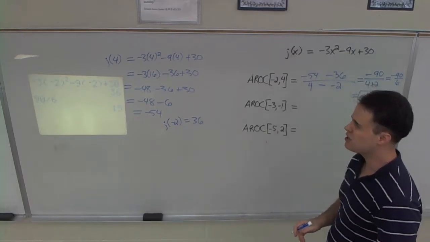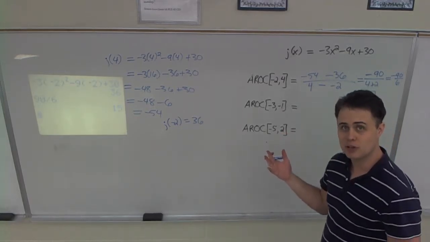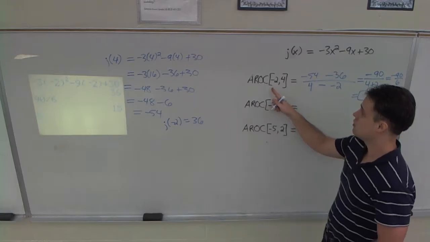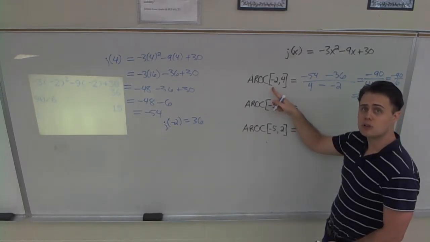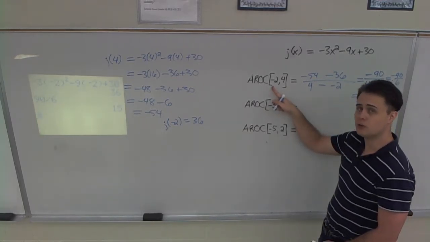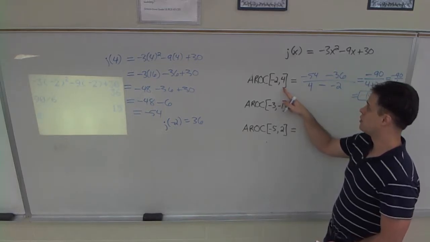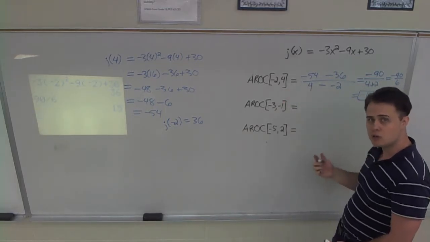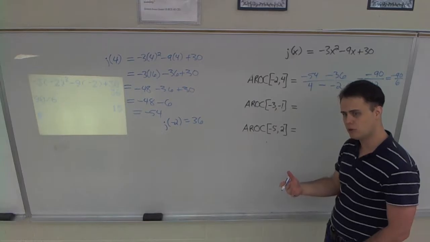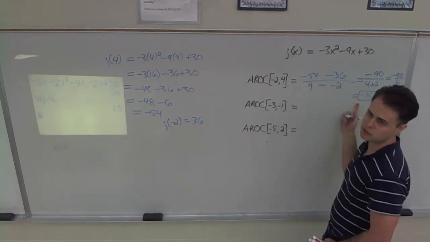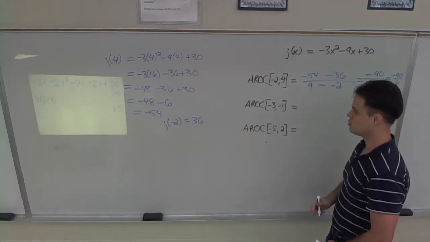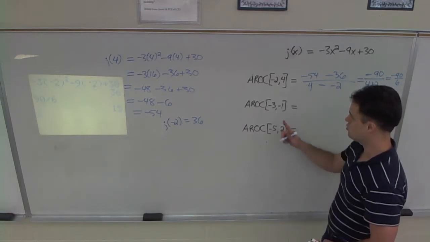So, how would you put this in context? I don't have a situation with rabbits or whatever on this one, but I could say the average slope or the average rate of change on the interval negative 2 to 4 is negative 15. In other words, every 1 unit I move forward, I go down 15 units. That's the idea here. Okay?